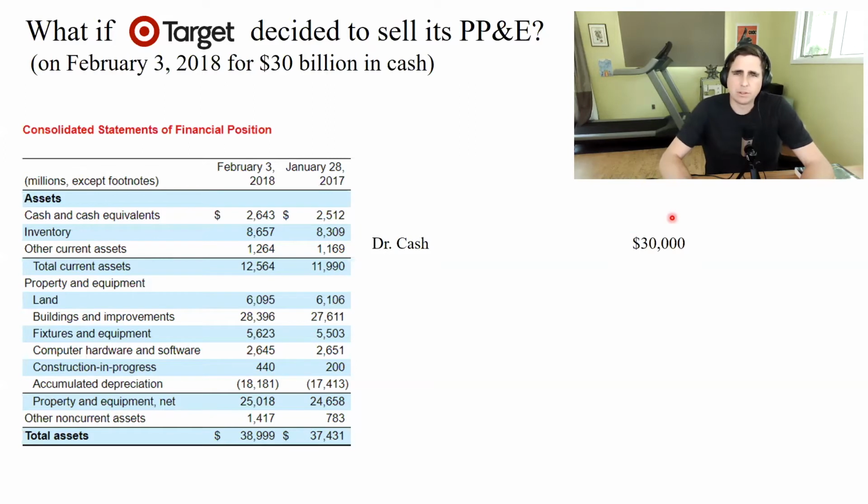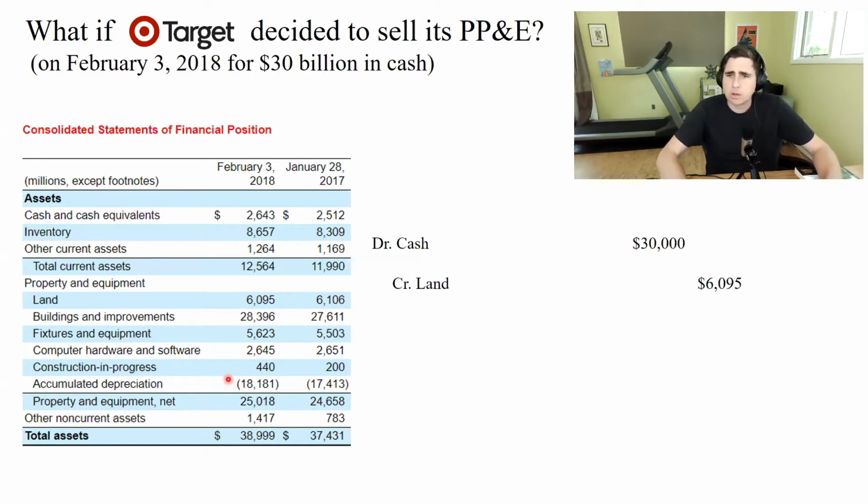Next, what do we have to do? Well, they're getting cash, but they're giving away all of their property, plant, and equipment. So they need to take all of these balances off of their balance sheet. All of these positive balances here are positive asset balances, and so they are debit balances. So we'll get rid of them with a credit. Accumulated depreciation is a credit balance. That's a contra asset account holding a credit balance. So we'll get rid of that account with a debit.